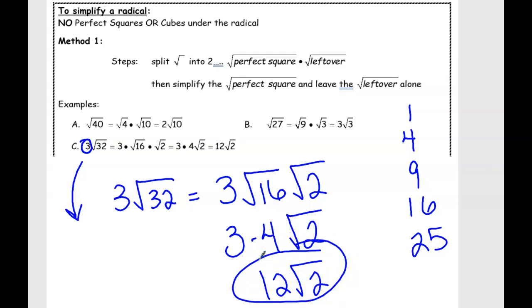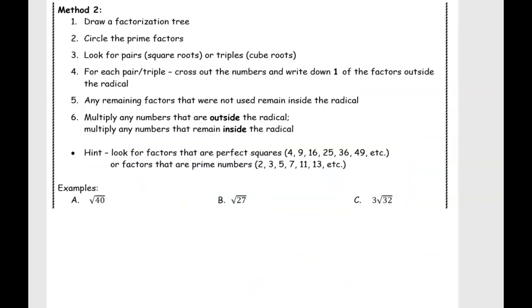12 radical 2 would be the simplified version in example C. Now this method works well when you do know your perfect squares and you know that they're factors. But have no fear if you don't. We're finding that a lot of students do a lot better with method number 2, which is using a factorization tree. So you may have done this in the past.